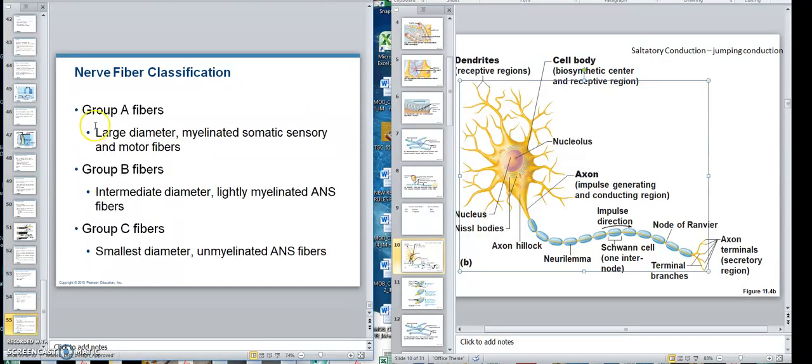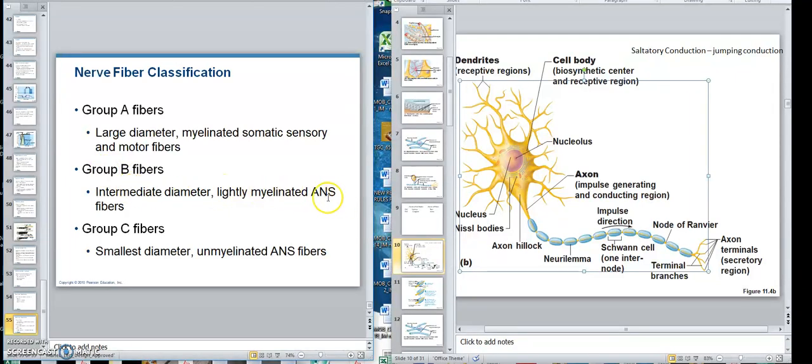So here is a nerve fiber classification. We have what we call group A fibers, group B fibers, group C. Now these would be axons. The group A are the big boys. They're the large ones, large diameter and myelinated. Remember somatic sensory, when I was telling you about getting scratched on the skin and so forth, and somatic motor. Our skeletal muscles need to get real quick on their movements. Somatic motor. Group B, intermediate, lightly myelinated.